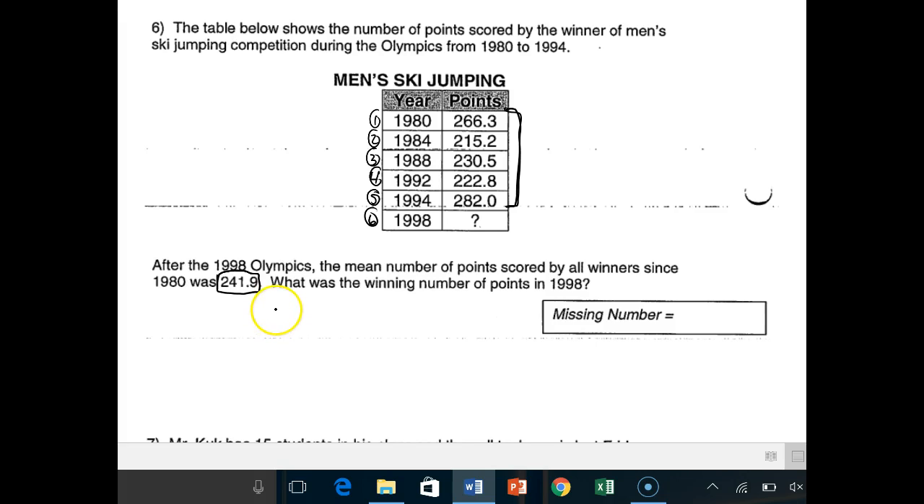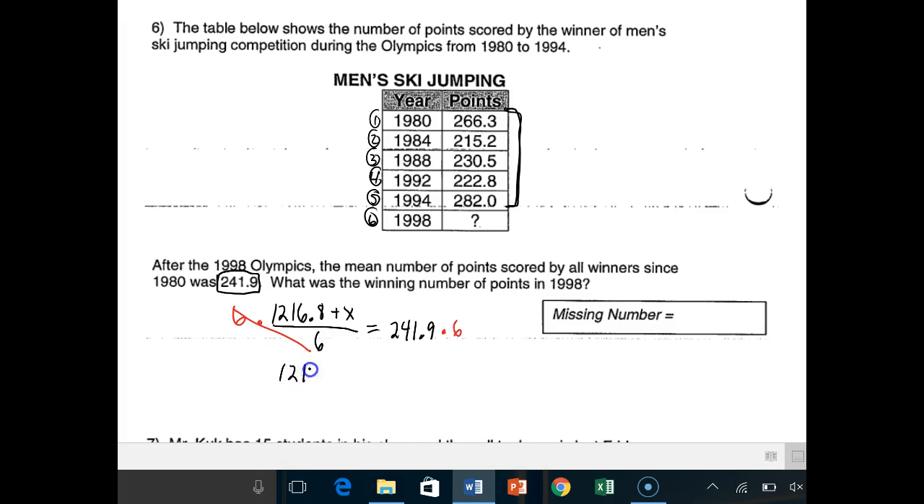Our subtotal is 1,106.8 plus X, that year that we don't know, divided by how many years are we trying to look at? We're trying to look at 6 years, equal to the desired mean of 241.9. So let's go ahead and multiply by 6. Doing this will help us understand, okay, what was that score in 1998?